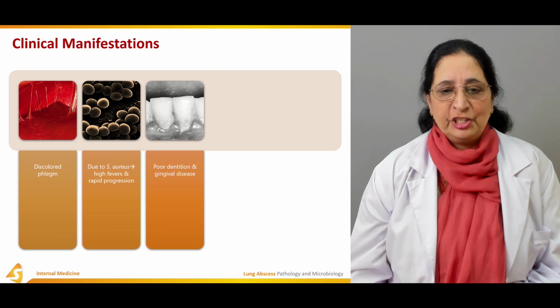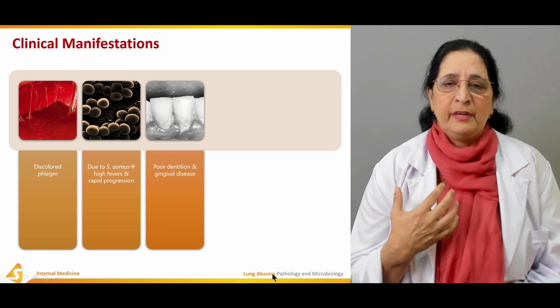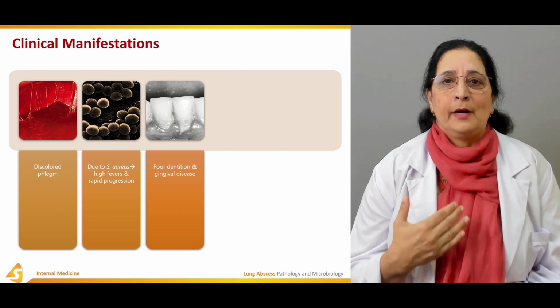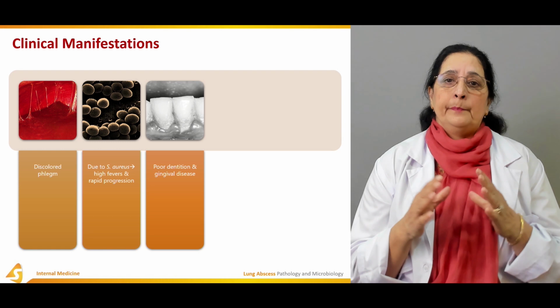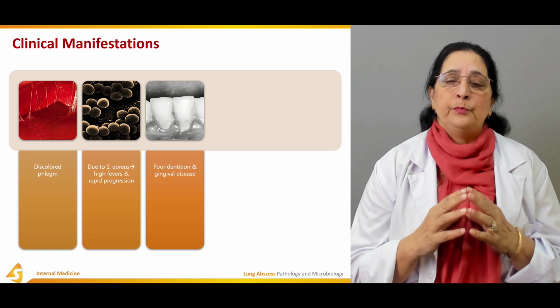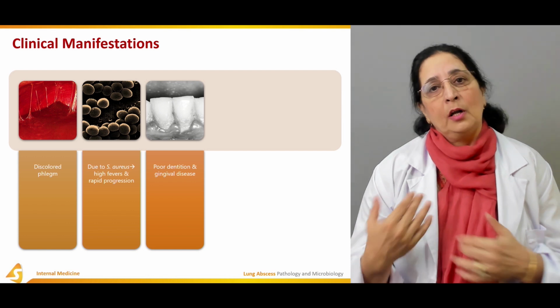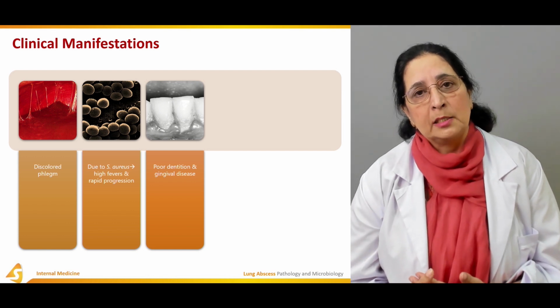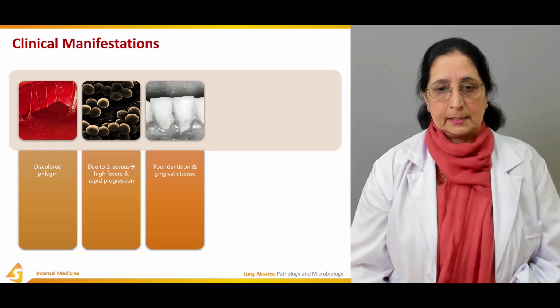Poor dentition and gingival disease. We mentioned already that it's a very common factor in primary lung abscess: aspiration, poor dental hygiene, poor oral hygiene, and gingival infection can all lead to aspiration and development of lung abscess.